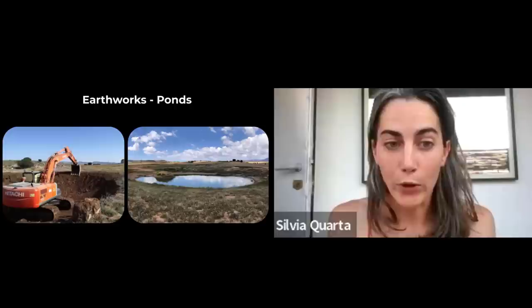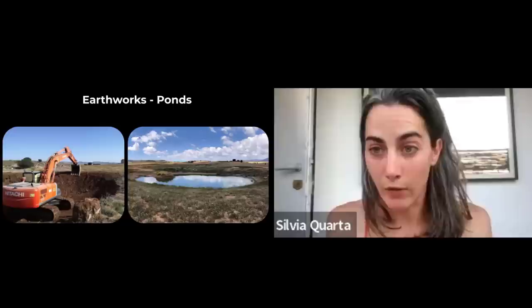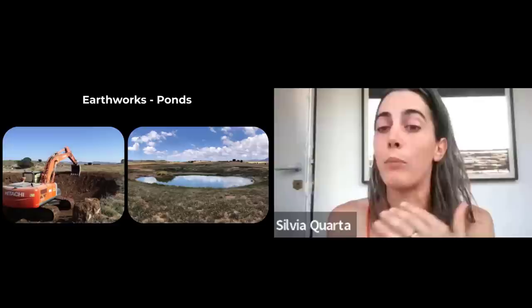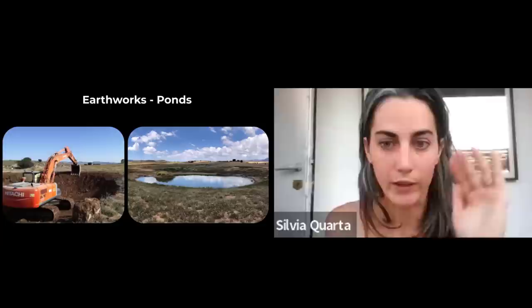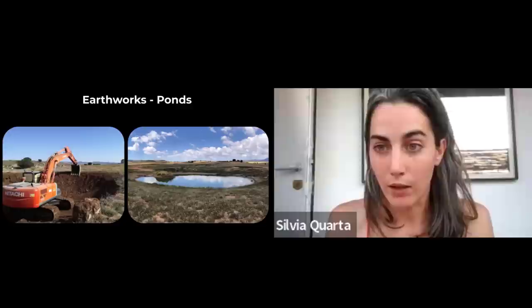So what they're doing is that in big rainfall events, they're collecting the water. So the whole erosion and runoff that comes from the whole bigger catchment that you can see on the map can end up in these ponds and stay in the land instead of going further. They're partially infiltrating in the soil, so they're refilling the aquifer.